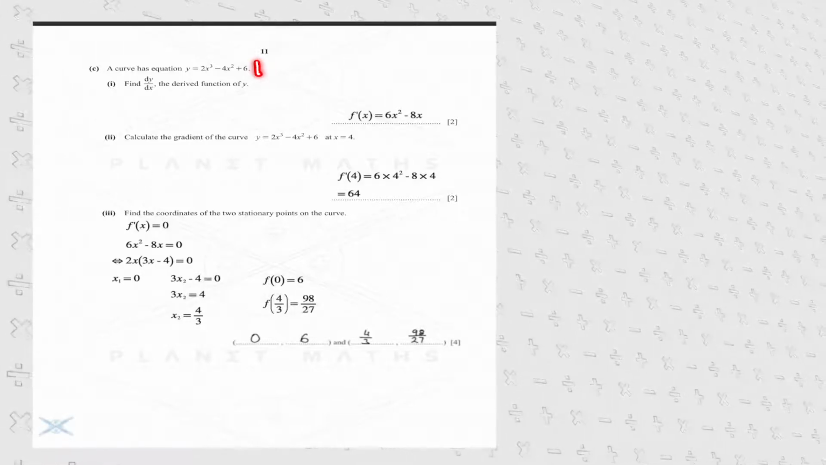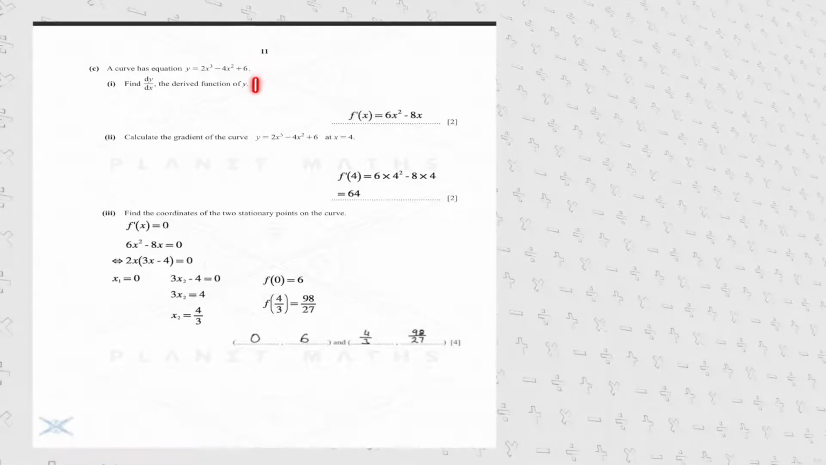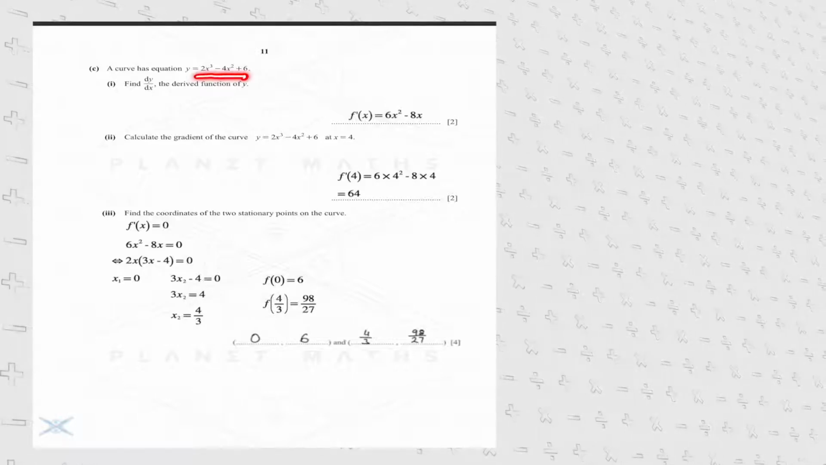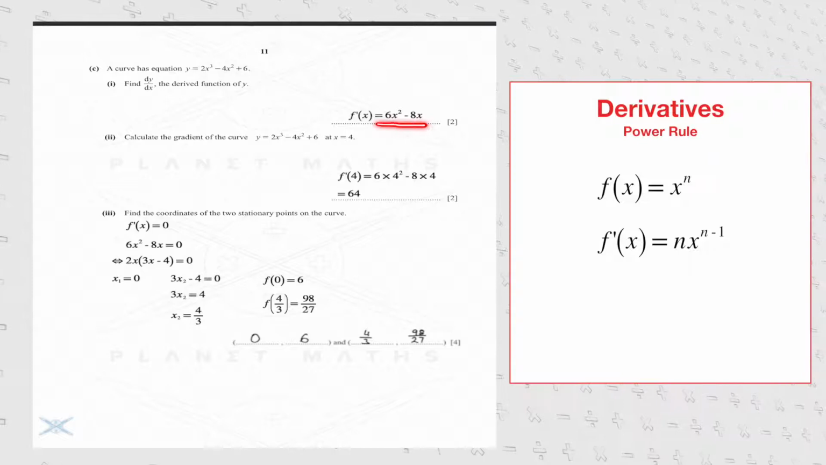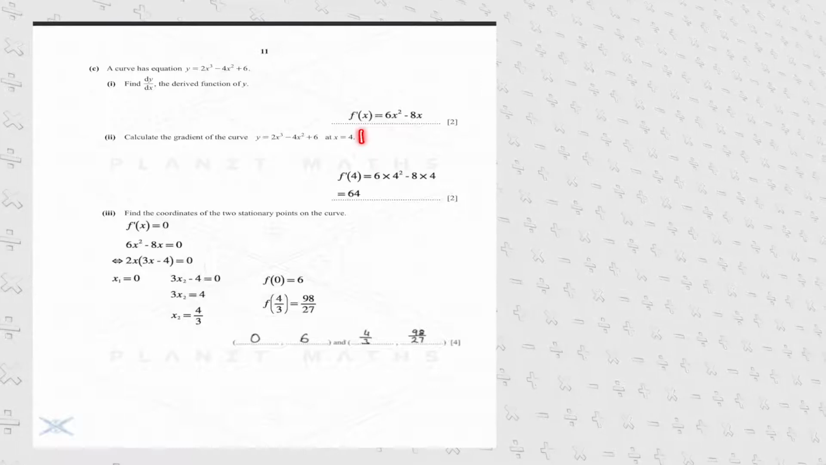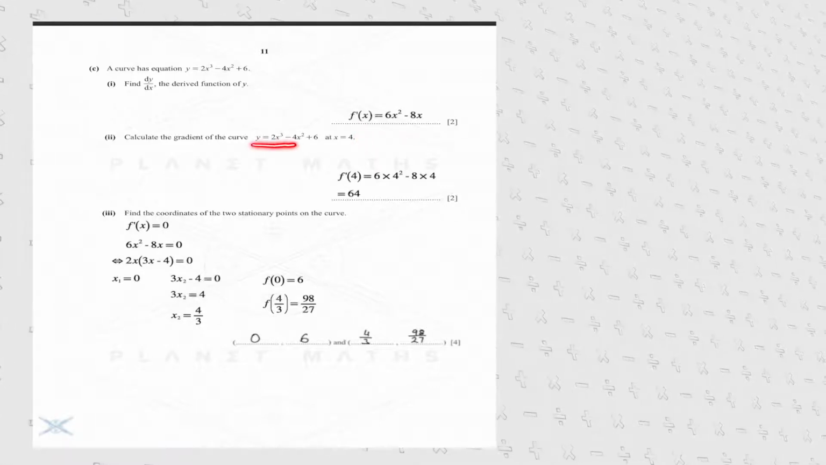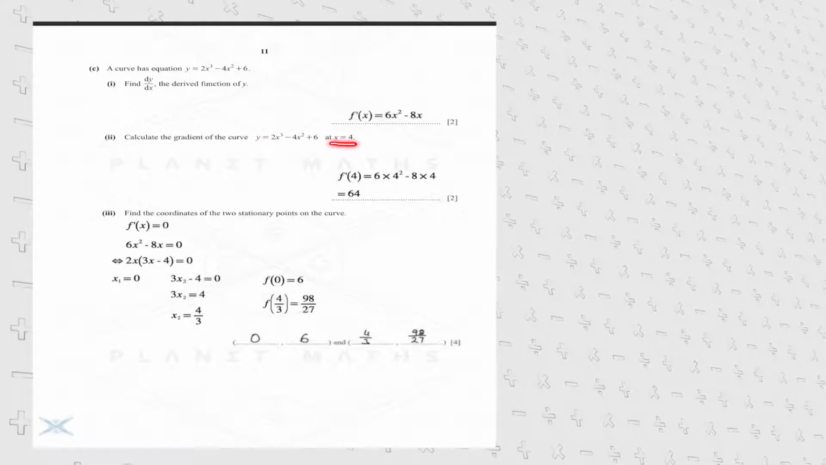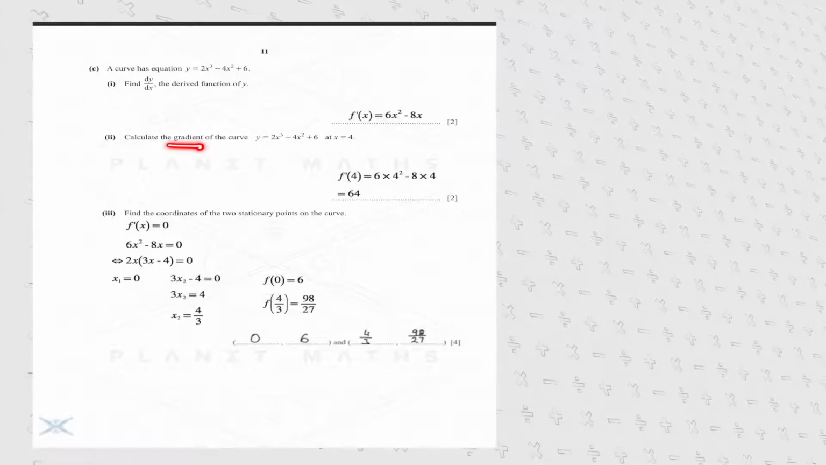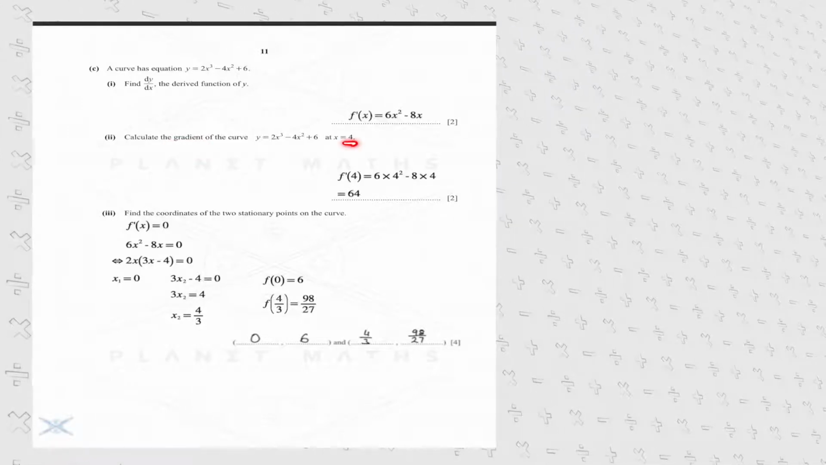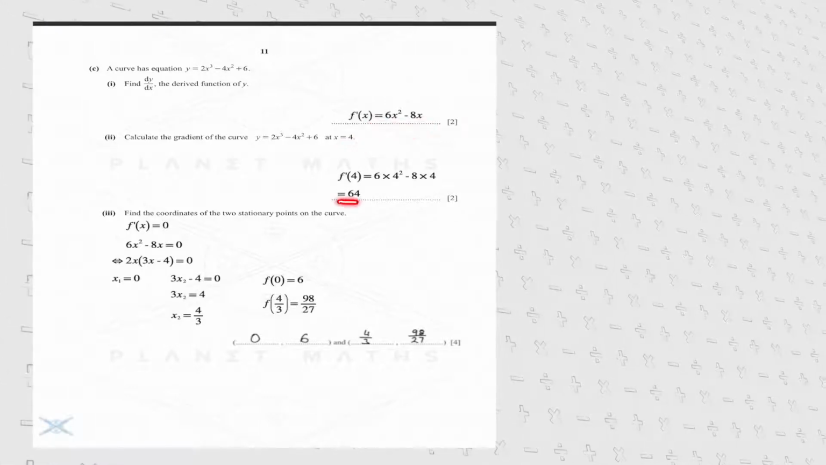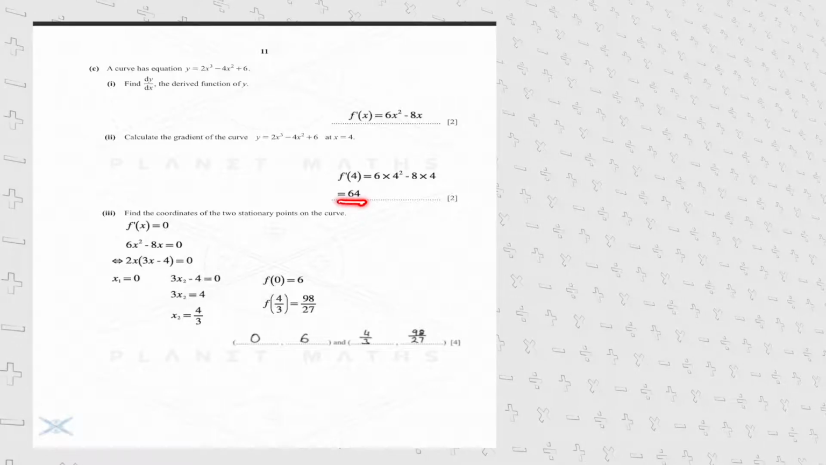Next on to part C of this exercise, where it's stated that a curve has equation y equals 2x cubed minus 4x squared plus 6. In the first part, we are required to find the first derivative of the aforementioned function. This can be executed by using the power rule for derivatives provided, meaning that the first derivative has the equation 6x squared minus 8x. The second part states that we are supposed to calculate the gradient of the curve y equals 2x cubed minus 4x squared plus 6 at x equals 4. Our signal word here is gradient, and the gradient can be calculated at a point x by substituting for x in the equation for the first derivative, and after plugging in 4 accordingly, we can conclude that the gradient of the curve at x equals 4 has the value 64.